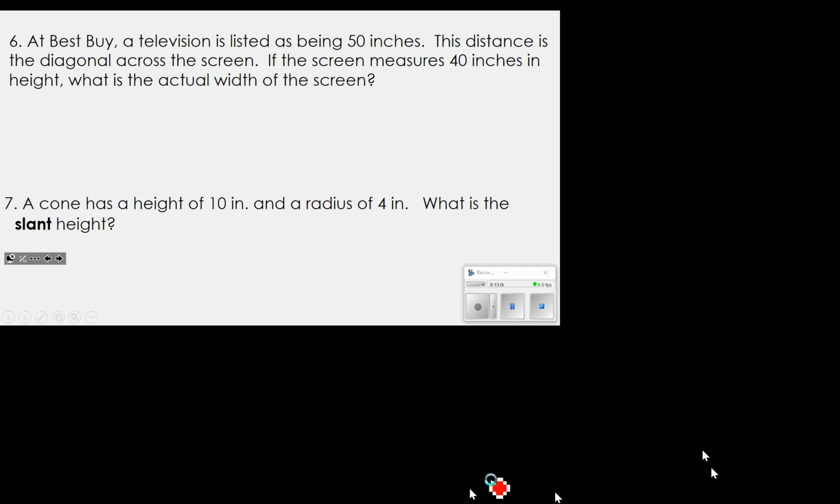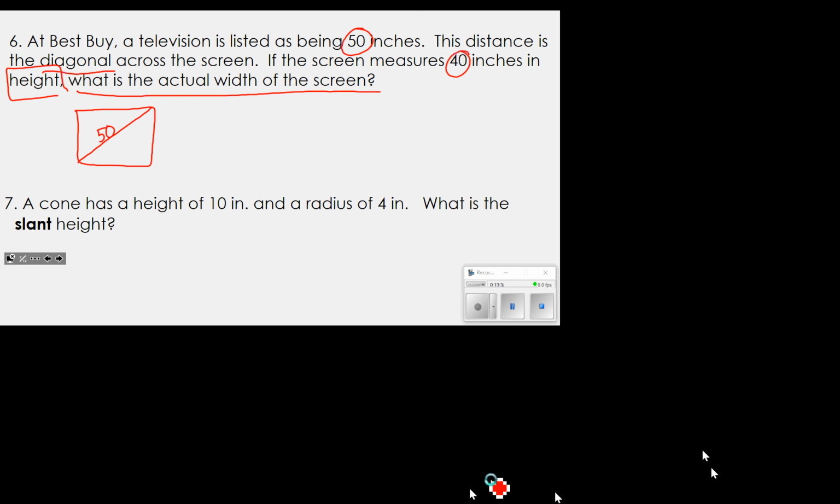Question number 6. At Best Buy, a television is listed as being 50 inches. This distance is the diagonal across the screen. If the screen measures 40 inches in height, what is the actual width of the screen? So let's draw our TV. And they said that the diagonal is 50. So that means that this is 50 right here.